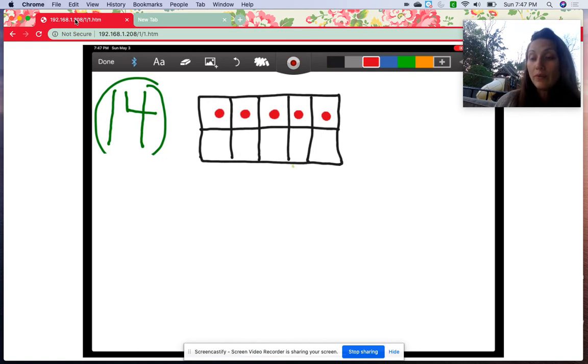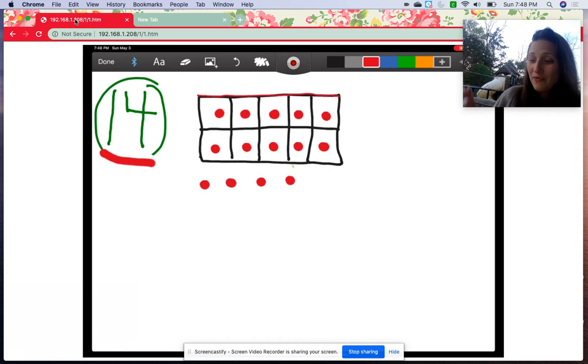Remember how I started on this side and I went from, let me just show you, I went from left to right. It's very important to go from left to right when we're drawing our counters in a tens frame. Okay, I was up to 5, right? Okay, let's count on. 6, 7, 8, 9, 10, 11, 12, 13, 14. How many counters did I make? 14. That was my number of the day, 14. Okay, perfect. I have my 14 counters.